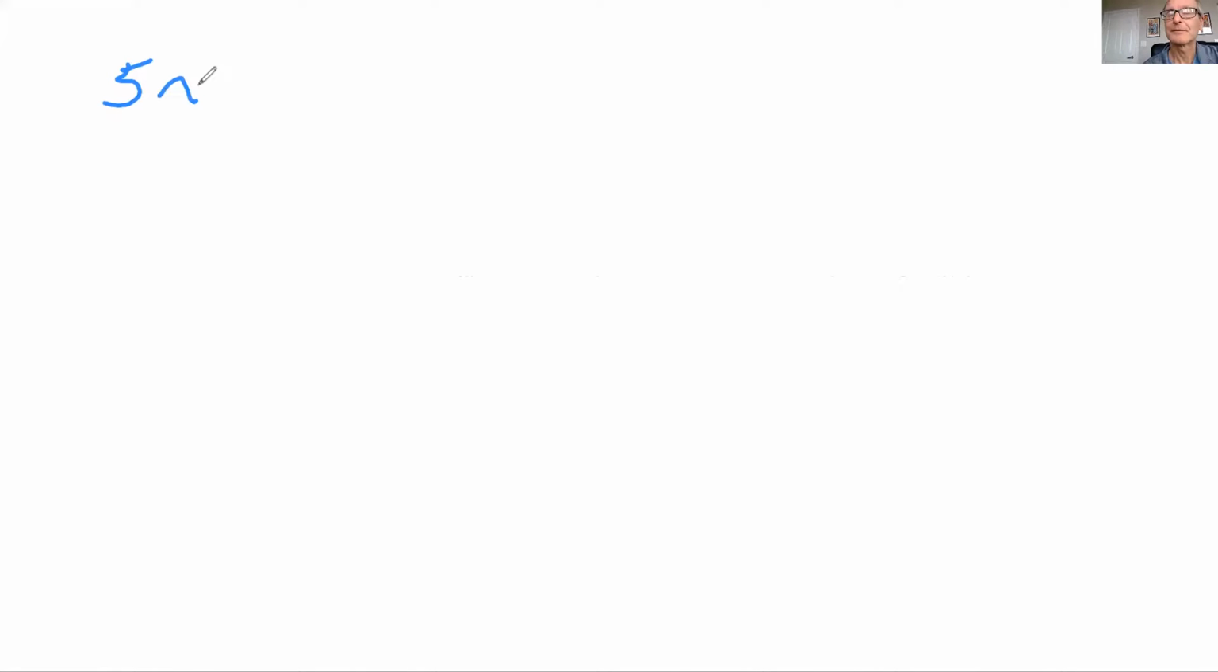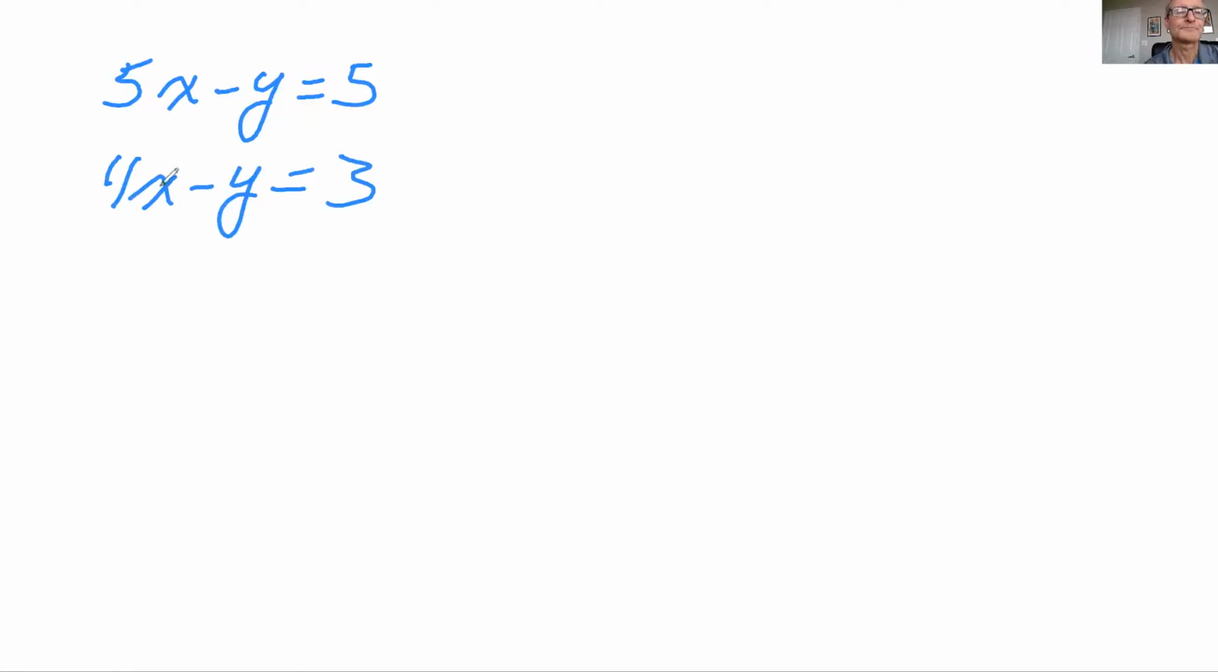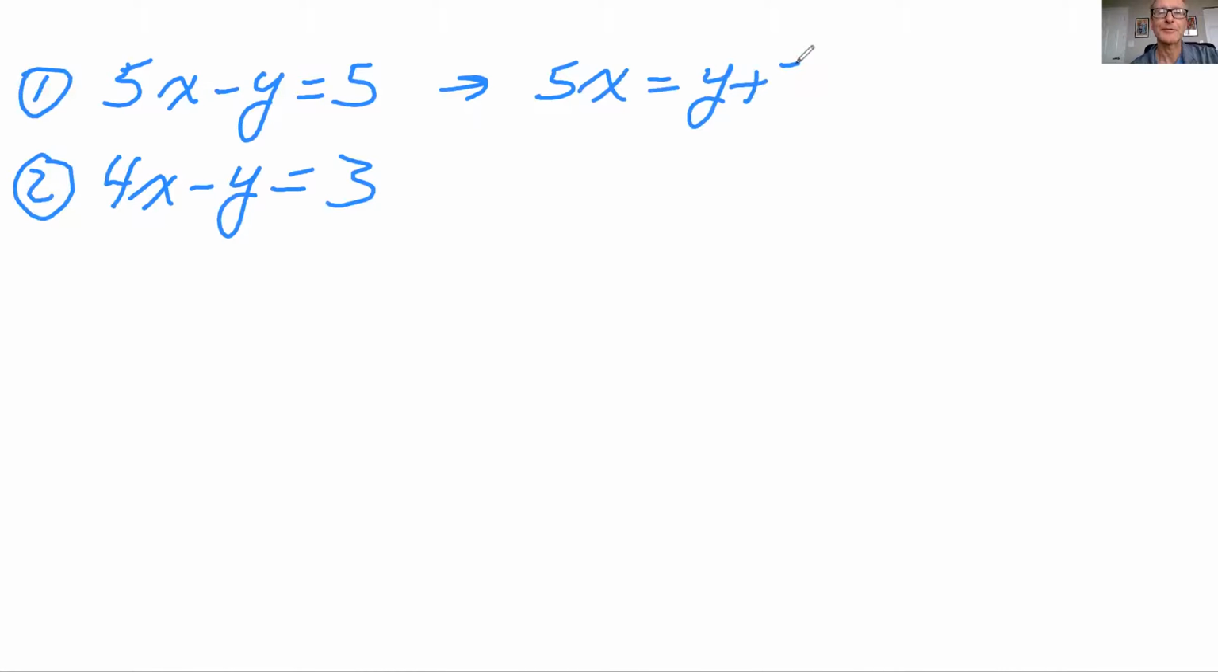So we have 5x minus y equals 5, and 4x minus y equals 3. How do we solve this using substitution? Well, the strategy is this. You take one equation and solve for a variable. Let's solve equation 1 for y. We'll take 5x and move the minus y to the other side, so we get y plus 5. Then we'll bring the 5 to the other side, and you get y equals 5x minus 5.